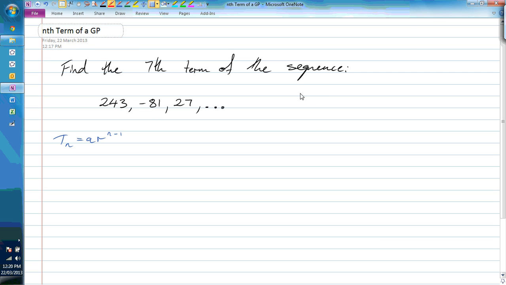Well, if we do negative 81 over 243, if you simplify that fraction, and you can do this with your calculator, we get negative 1/3. Similarly, if we do 27 divided by minus 81, well, that is also negative 1/3. So the common ratio here is multiplying by negative 1/3.